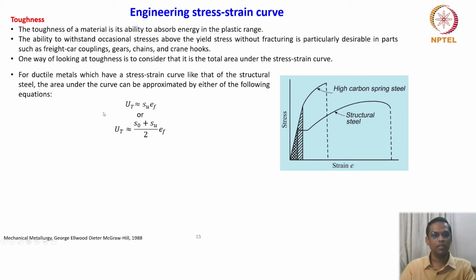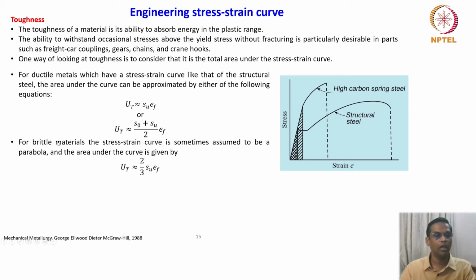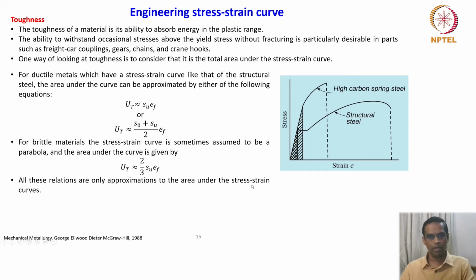We can use these approximate equations: Ut approximately equal to Su times ef, or Ut equal to (S naught plus Su) by 2 times ef. For brittle materials, the stress strain curve is sometimes assumed to be a parabola, and the area under the curve is given by Ut approximately equal to 2 by 3 Su times ef. All these relations are only approximations to the area under the stress strain curves. These are very preliminary and basic properties one can derive from a simple tensile test.